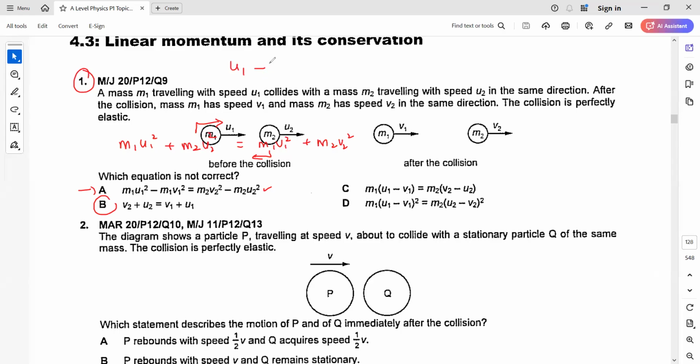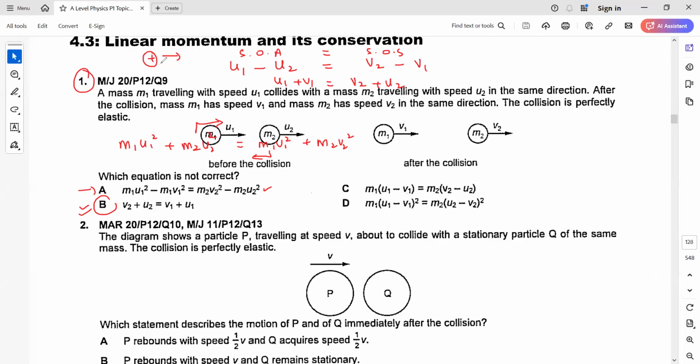So this would be U1 minus U2, because if I'm assuming this to be positive, approach has to have a negative sign, right? Then after collision, it should be V2 minus V1. So speed of approach equals speed of separation. So do we have something like this? U1 plus V1 equals V2 plus U2. So B is still fine, right? We can just see that speed of approach equals speed of separation.